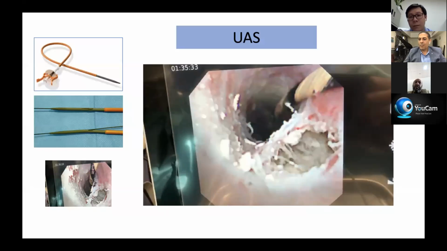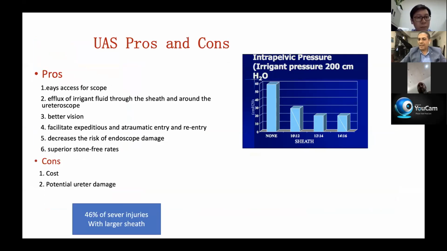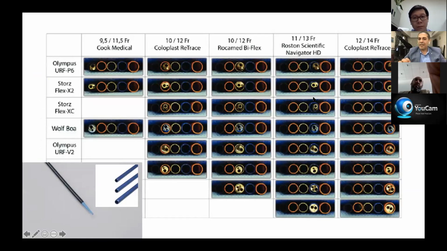We noticed complications happen with larger sheaths. I quoted this presentation from a previous lecture showing the benefits of the larger access sheath: it gives better irrigation and reduces the intrarenal pressure. But if you look at the same publication by Oliver Traxler, it showed that 46% of severe injuries happen with larger sheaths. I can show you this image. You can see the difference between the access sheath and the scope. Yes, a larger access sheath gives you better irrigation, better backflow of fluid, but it gives you a wide space between the access sheath and the scope.